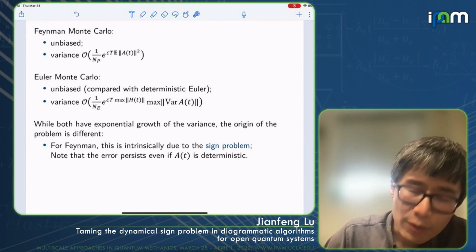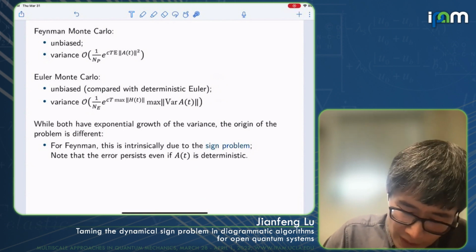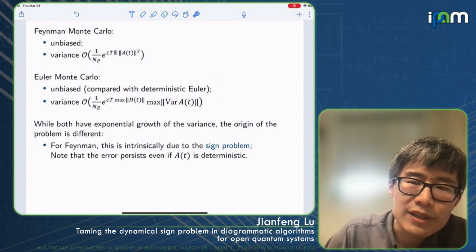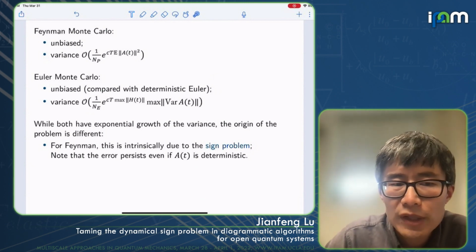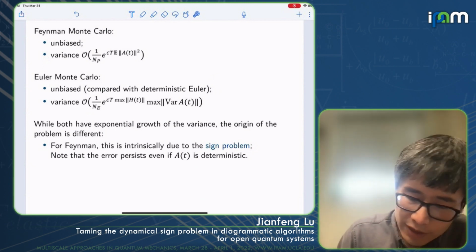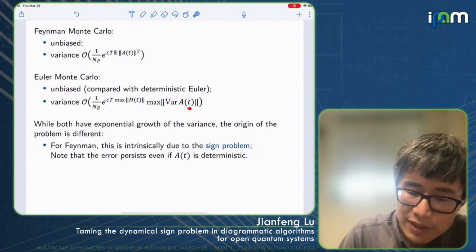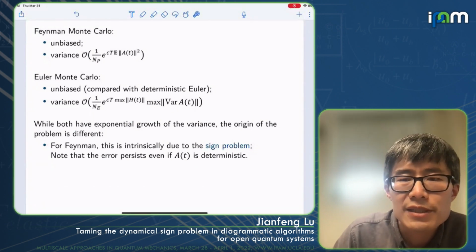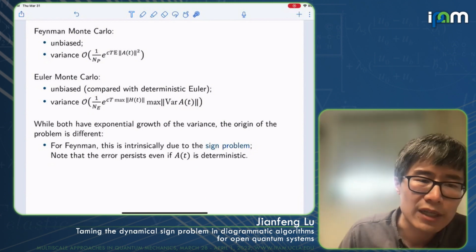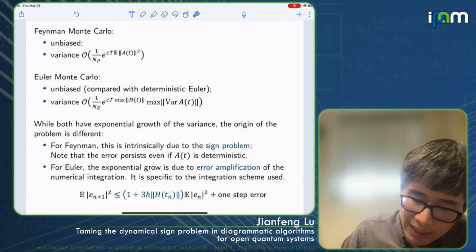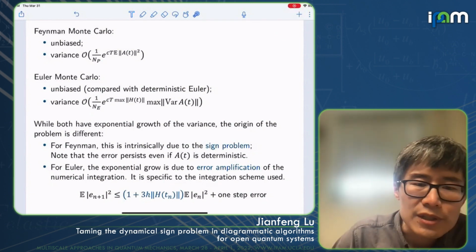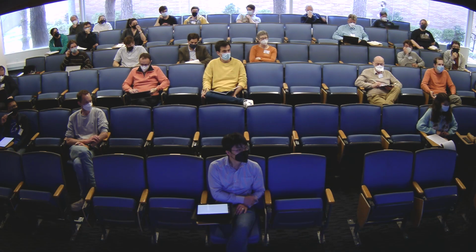Okay? While I would argue that for the Euler Monte Carlo, this exponential growth is actually not intrinsic to the dynamical sign problem. It's kind of an error accumulation that we are used to from numerical analysis, applying the Gronwall inequality for the forward Euler scheme. In particular, if the thing is deterministic, then I would not have such variance growth due to accumulation. Okay, so it's actually specific to the integration scheme that we used here. It's an error amplification factor.